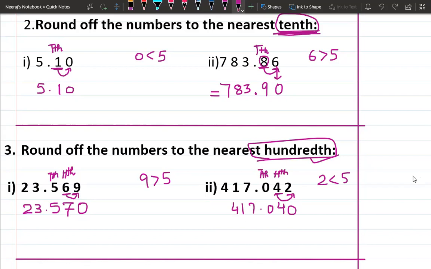Okay, you have to do questions like this with all of the numbers. This is the process of how to round decimal numbers to the nearest ones, tenths and hundredths. Thank you so much.